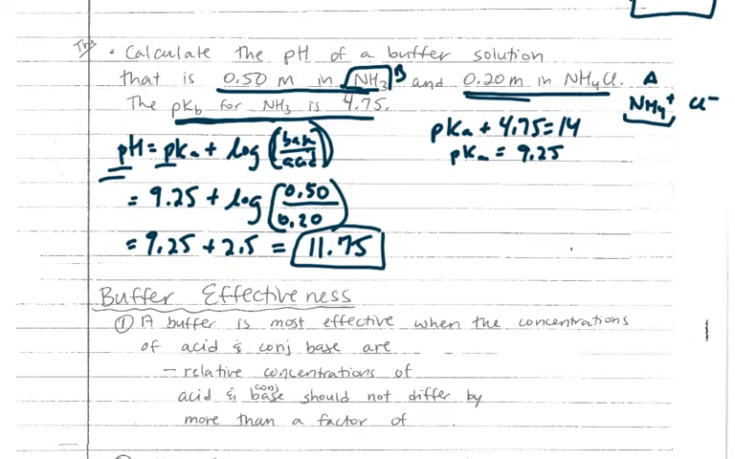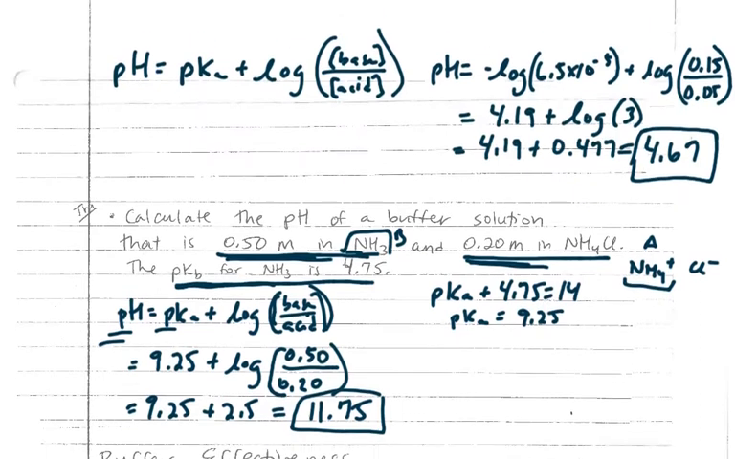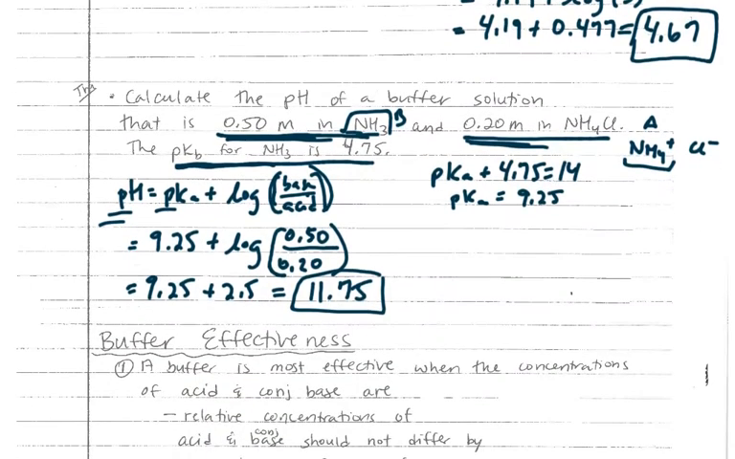The pH here is 11.75, which makes sense if we eyeball this, because the concentration of the base is higher than the concentration of its conjugate acid, so I suppose we'd expect it to be a basic pH. All right, so these problems are good illustrations of how you can have a buffer that is a weak acid and its conjugate base, or it can be a weak base and the conjugate acid. Either way, you're using the same equation to figure out the pH.